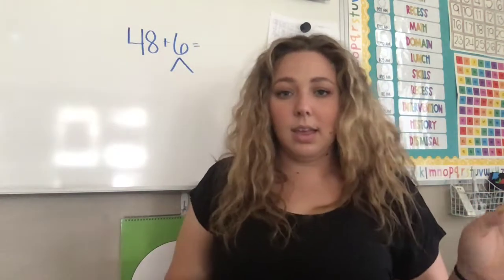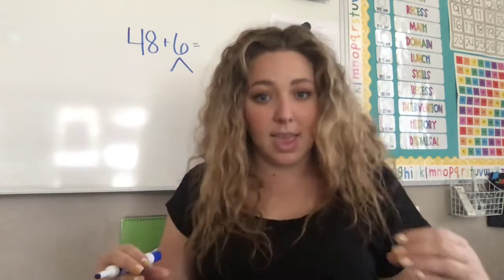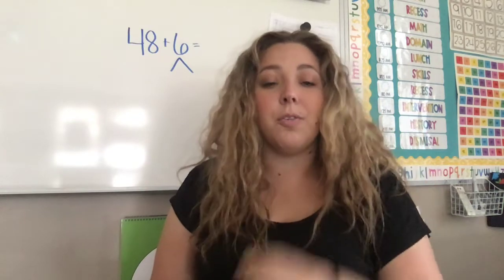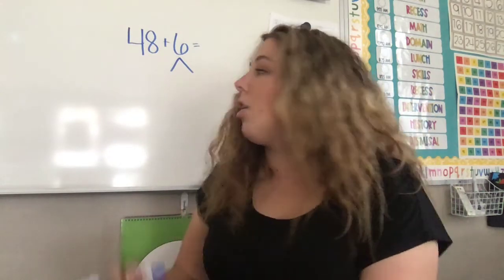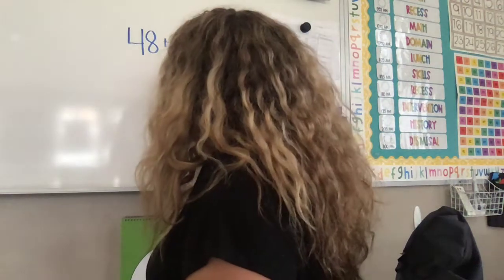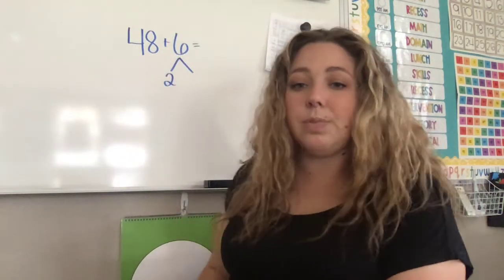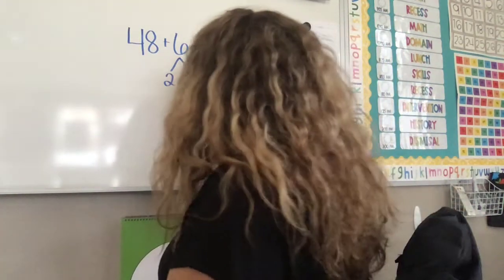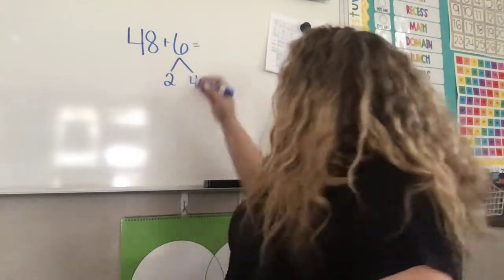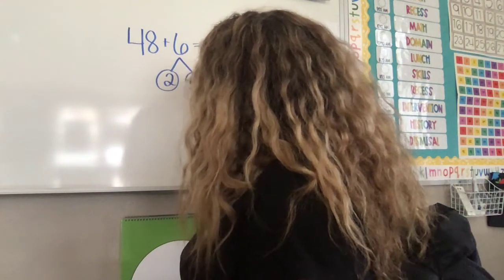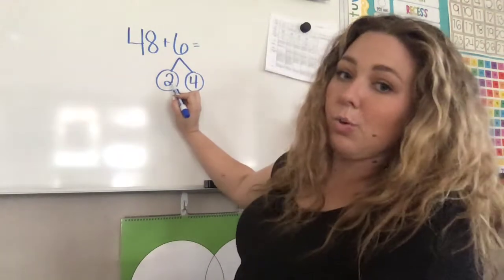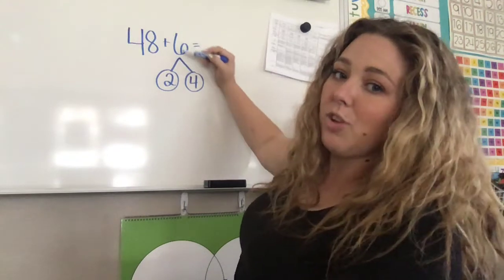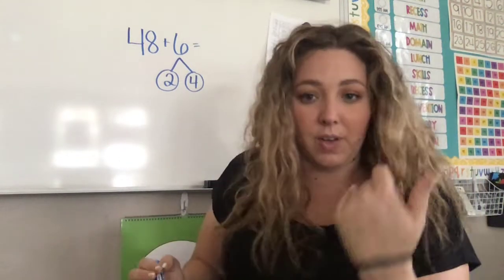So 48, to become 50, to make it into a 10, we need to add how many? 2, right? So 48, 49, 50. So we're going to borrow 2 from 6 to make 50. There we go, 2. Now, if I have 6 and I'm borrowing 2, how many is left? 4. So now we have created a number bond. This is a number bond. That means 2 plus 4 equals 6, 4 plus 2 equals 6, 6 subtract 2 equals 4, and 6 subtract 4 equals 2. That's a number bond or a fact family.